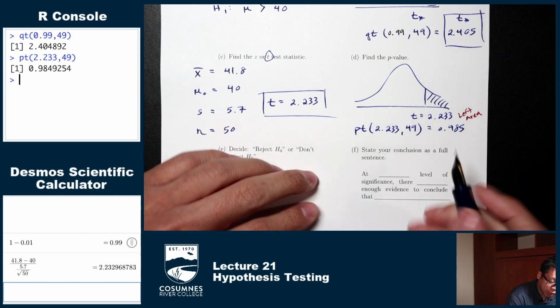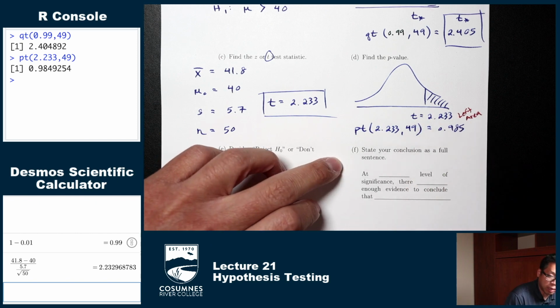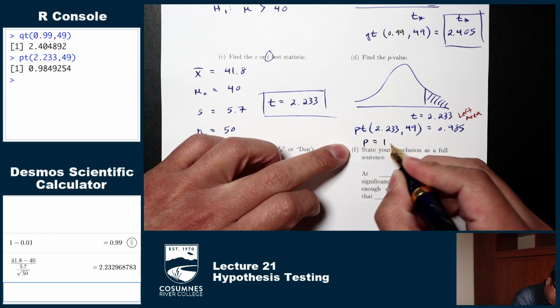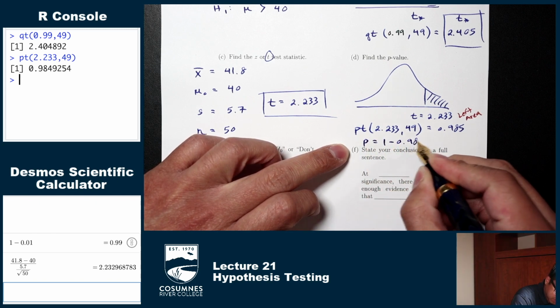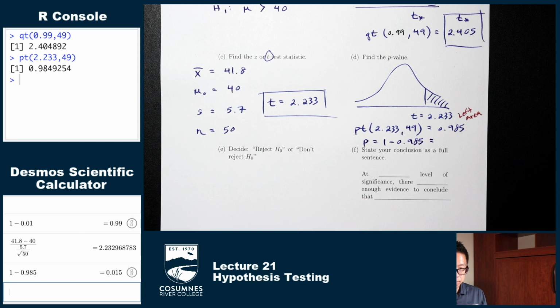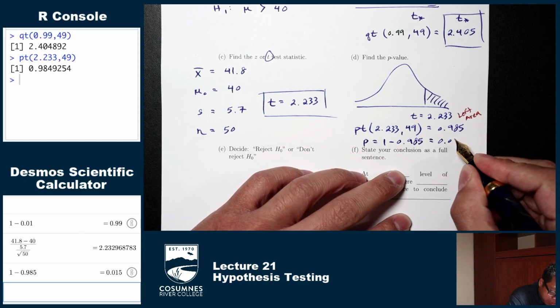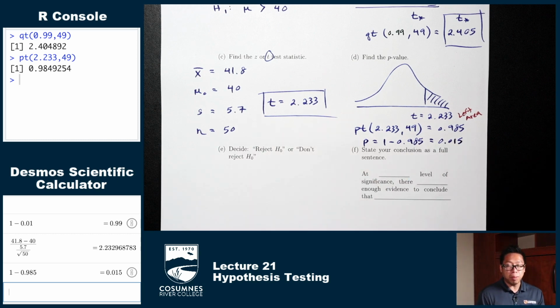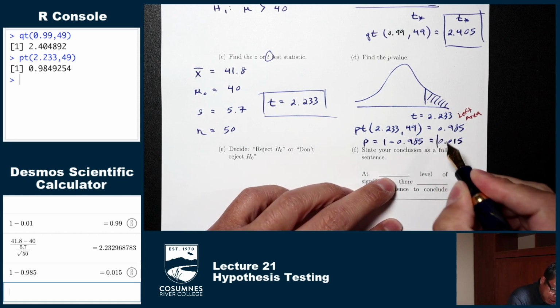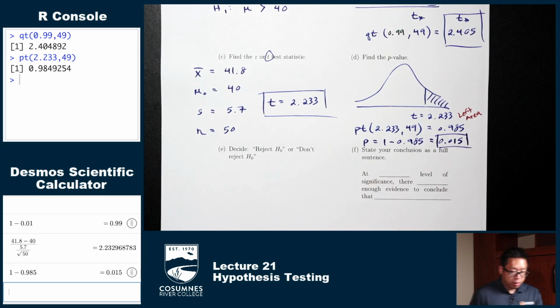So because we're looking for the area to the right, we have this one extra step of doing a 1 minus. Okay, so our final answer is going to be 1 minus 0.985. Okay, 1 minus 0.015. Okay, we are expecting a small p-value most of the time, and 0.015 is small. Okay, so that's our p-value for part D.